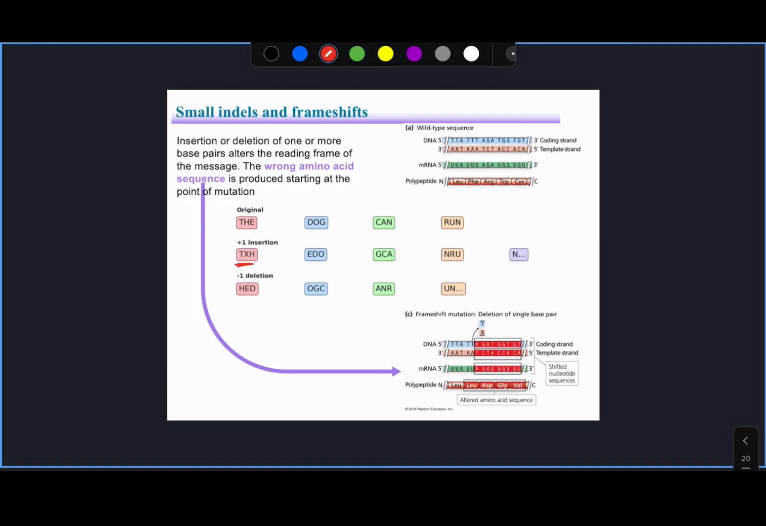If I've been instructed to read words 3 letters at a time, now this sentence changed to, right? Complete change in the meaning of that phrase. If I take out one letter, same thing. I'm changing the entire meaning of that phrase. Okay? Cool.